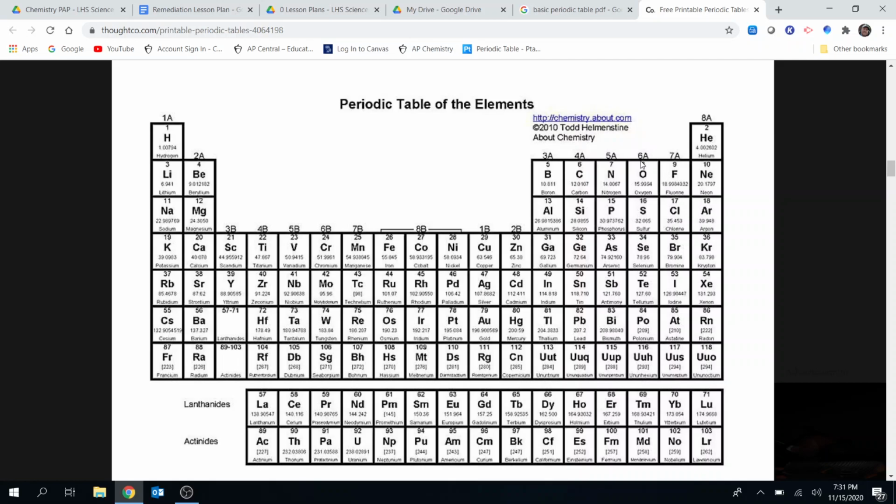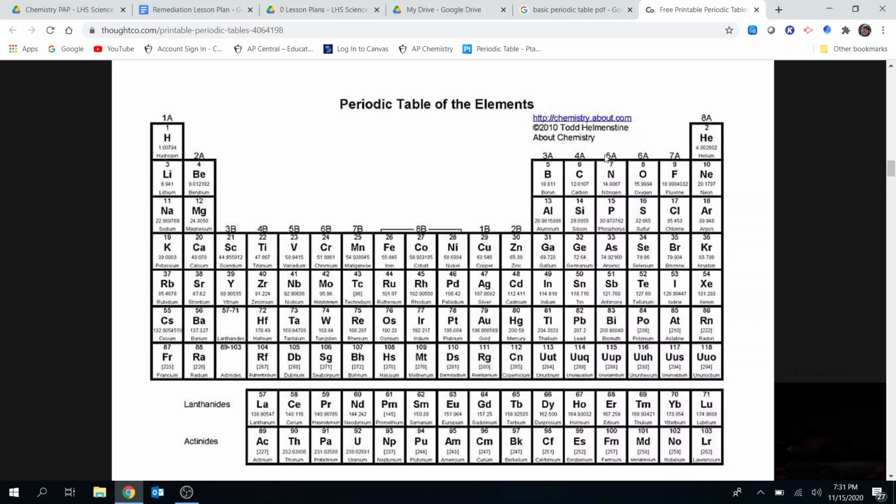Again, the pattern continues. 6A has 6 valence electrons, and so oxygen, sulfur, selenium, tellurium, they will all be gaining 2 electrons, which means they will have a negative 2 charge. Nitrogen, phosphorus, all of our 5A friends have 5 valence electrons. They will be trying to get to 8. They will try to gain 3.